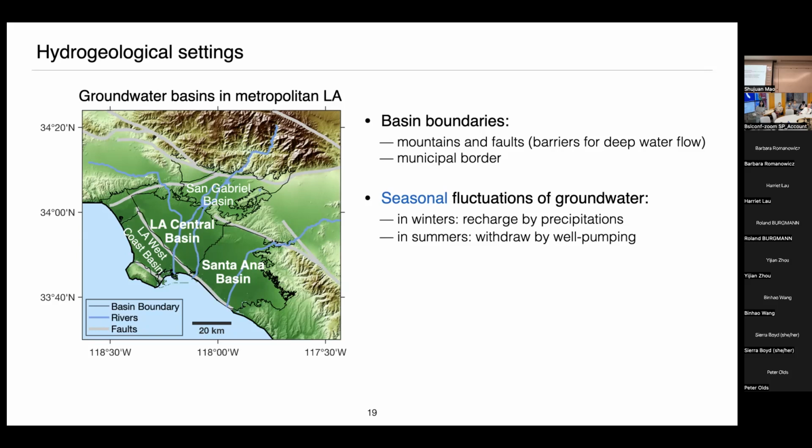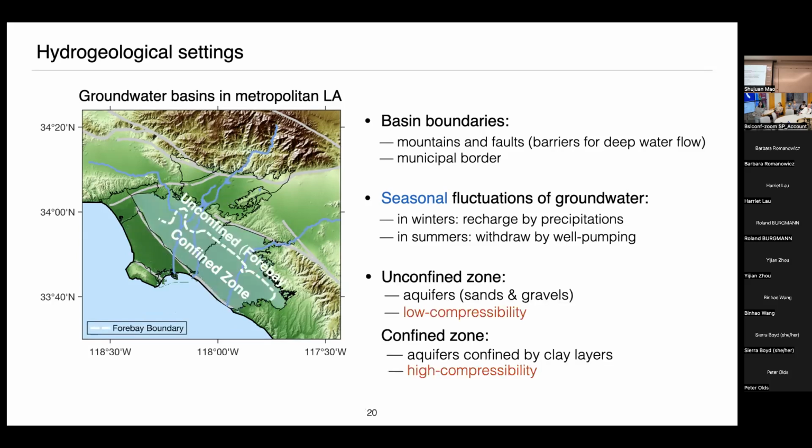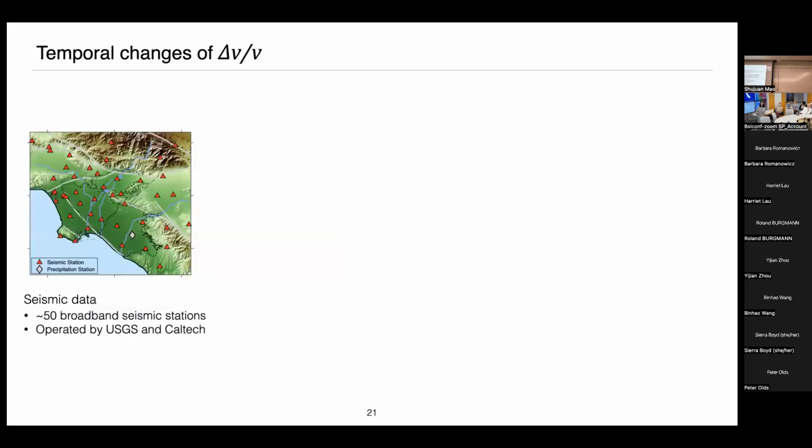One significant feature in the two major basins, Santa Ana and LA Central Basin, is that the northeast side is characterized as an unconfined zone or forebay area, mainly consisting of aquifers with sands and gravels. In contrast, the confined zone consists of aquifers interbedded among clay layers. Due to the very different compressibilities of the sediments in these two areas, the confined zone could deform drastically corresponding to the seasonal groundwater fluctuations. So this is basically the spongy part. In contrast, the unconfined zone doesn't really deform much.